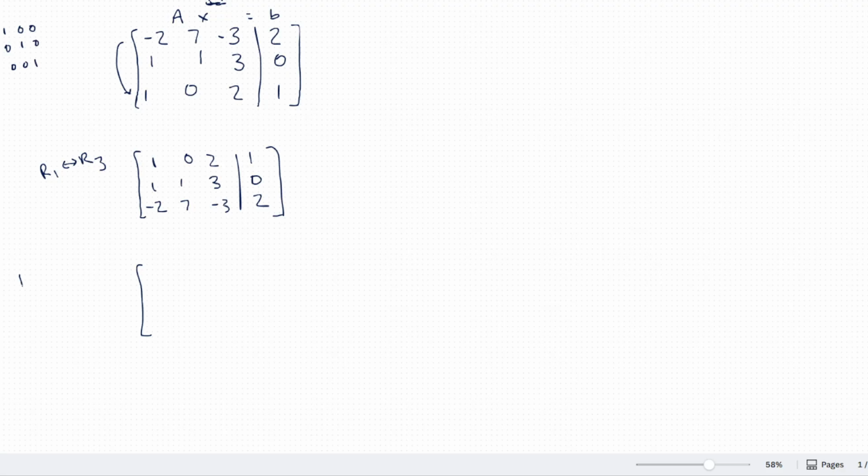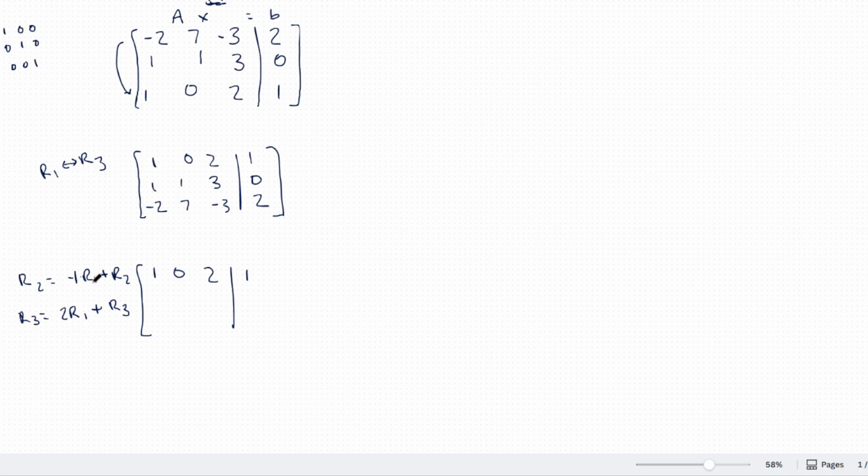So row 2 is going to be equal to negative 1 times r1 plus r2 to get 0 here. And our row 3 is going to equal 2 times r1 plus r3. So our first row stays the same, so 1, 0, 2, and 1.